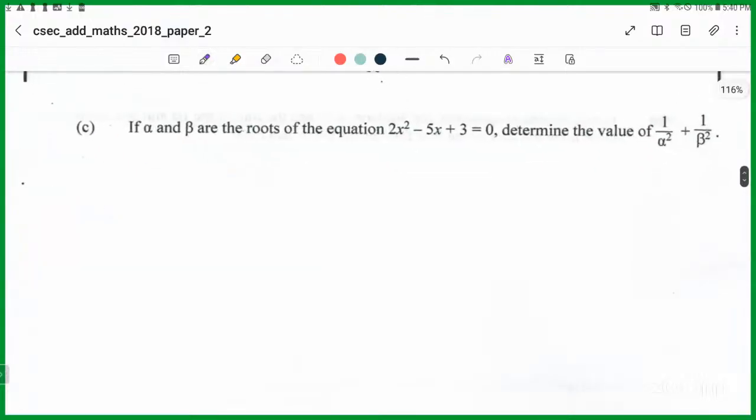Straight Add Maths question, this, right? It says alpha and beta are roots of this equation. Determine the value of this. So I tell you guys, in Add Maths these days, they don't ask anything more than that. That's the value of expressions. But you still have to work out what the alpha plus beta and the alpha beta is from this.